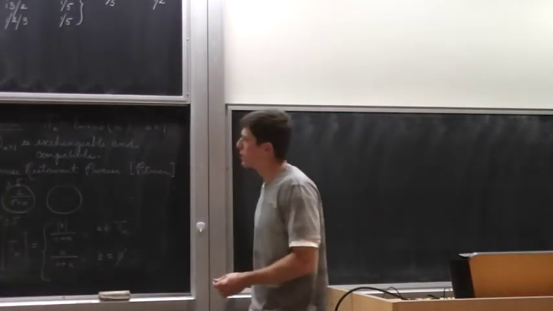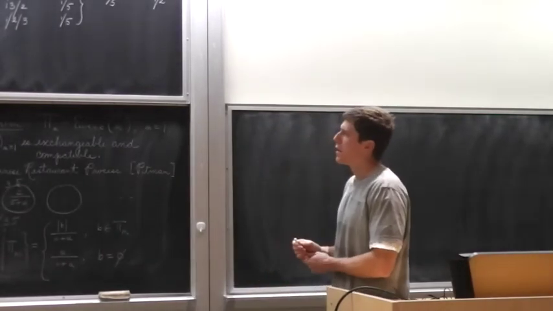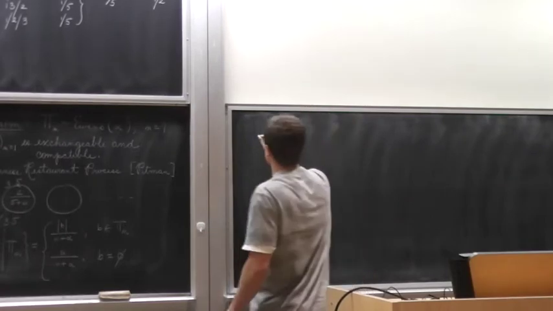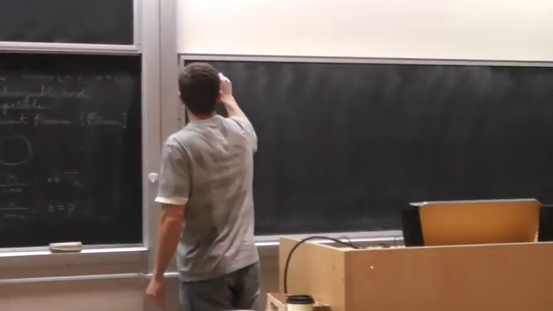Okay, so I'll come back to this a bit at the end. What I want to go to now is the second part, which is on random permutations.